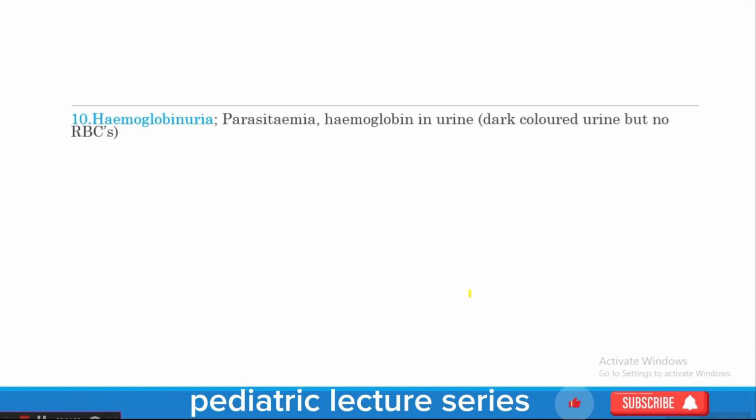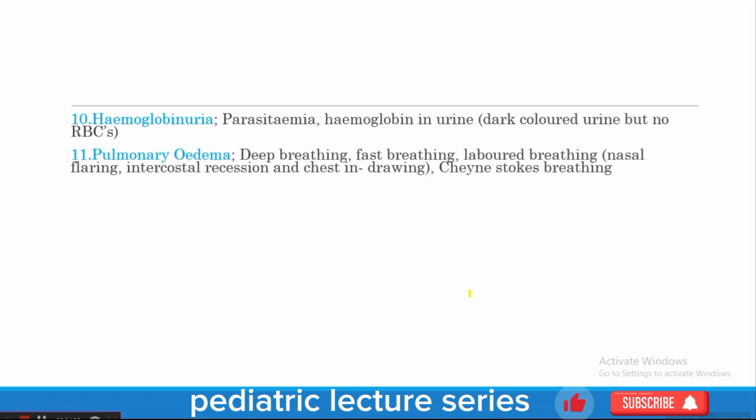Then you have hemoglobinuria. Hemoglobinuria is the presence of hemoglobin in urine, and then the urine will be dark colored. And then pulmonary edema, that is deep breathing, fast breathing, labored breathing. These are signs that can direct you towards pulmonary edema and can be noticed also on chest x-ray.